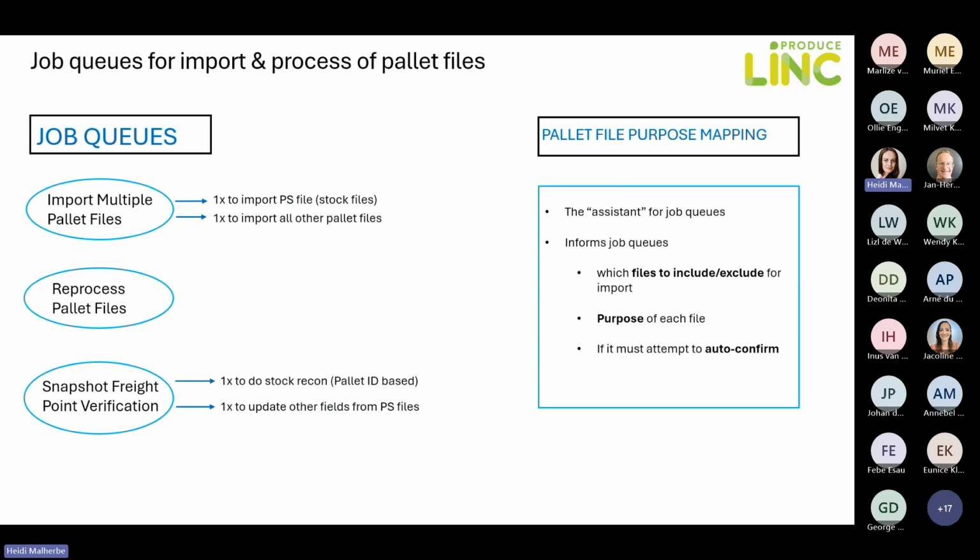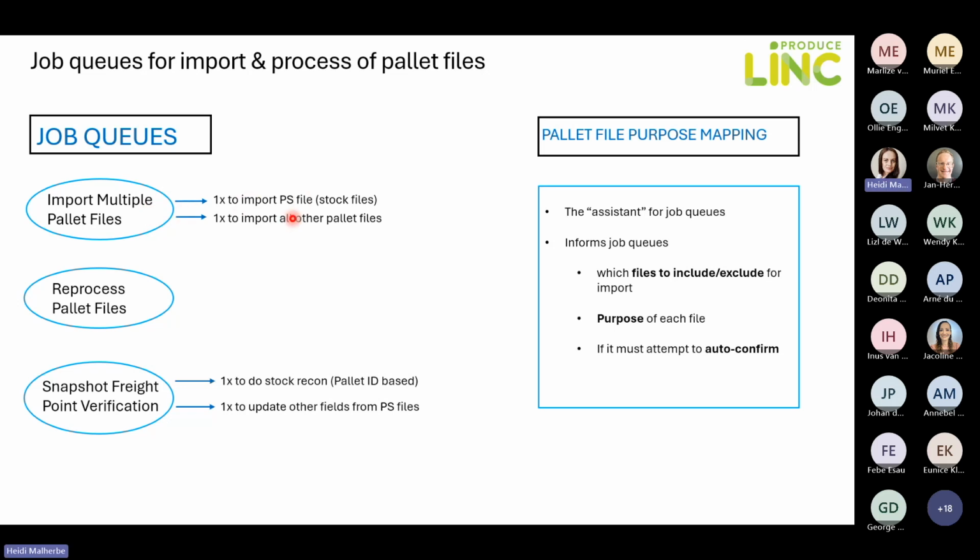Okay, so we have files coming in from the Azure account via some job queues in ProduceLinc. Now, we want to talk a little bit about what those job queues look like. You'll notice we talked about more than just one. This is just to give you a broad overview of what those job queues are. There are three distinct ones. The first one is called import multiple pallet files, and its job is basically to import the files from the Azure storage account.